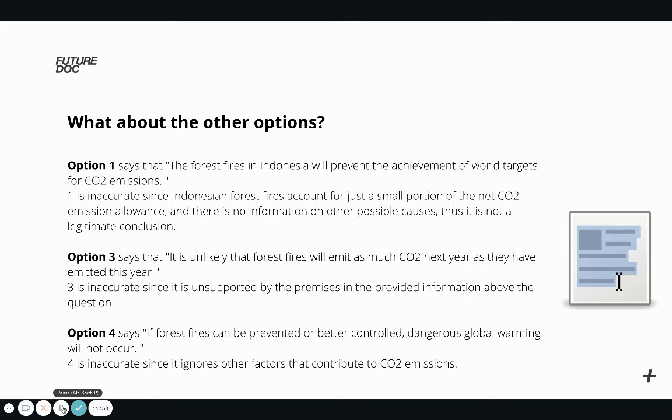When considering all of these options, it's important to note that they are incorrect because they either do not address the whole argument, because they lack premises to support them, or because they don't logically follow. Remember, a statement can only be deemed a conclusion if it logically follows.